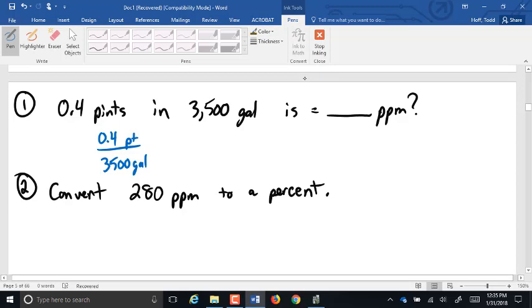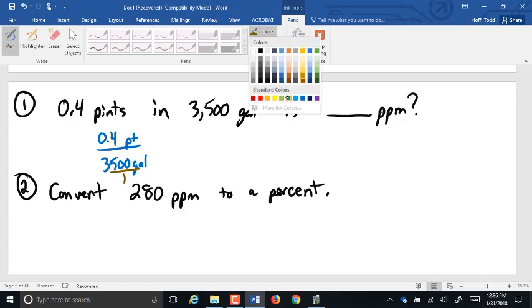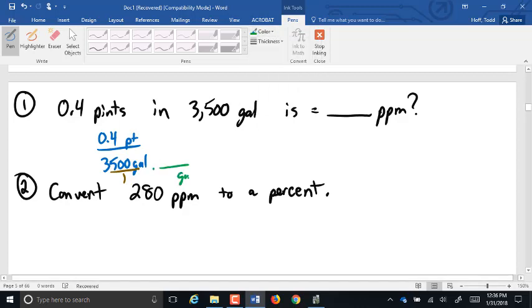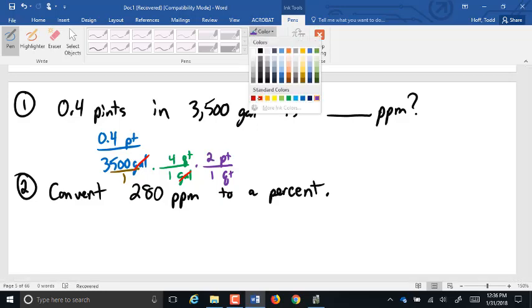Kind of going to suck. So let's do the 3,500 gallons into pints. We'll put that over 1, gallons on bottom. Now I'm going to go to quarts first. 1 gallon is 4 quarts. Gallons cross cancel out. Now I'm going to get rid of the quarts. Quarts to pints. 1 quart is 2 pints.